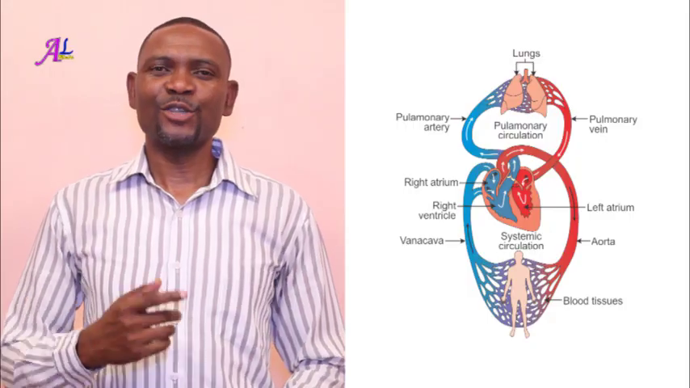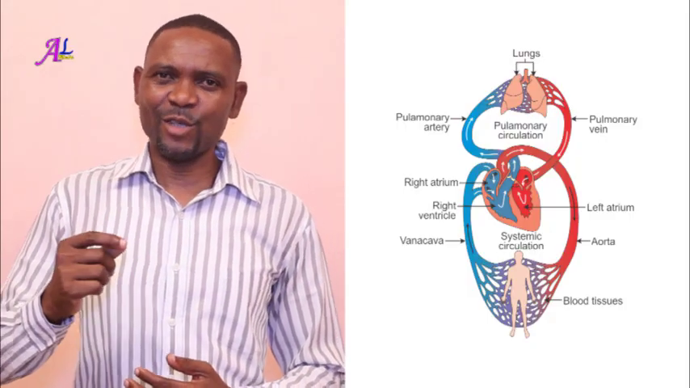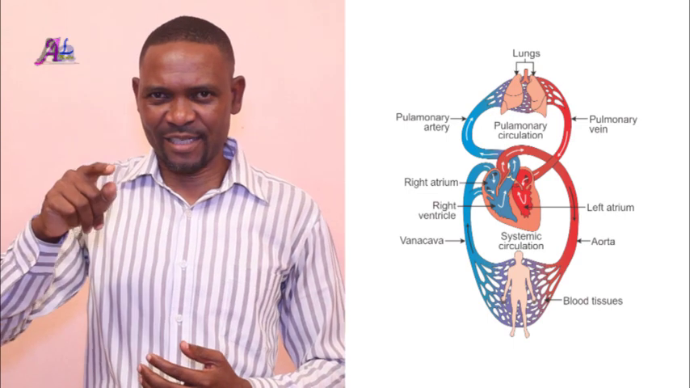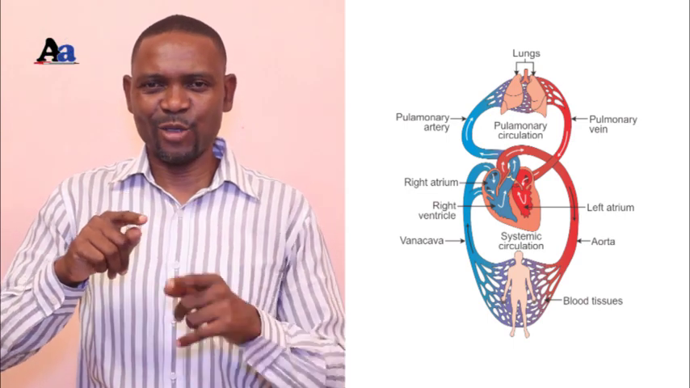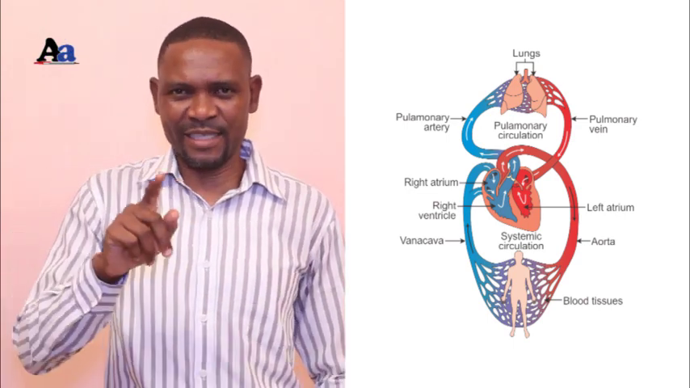The contraction of the auricles is what we call the diastole, and the contraction of the ventricles is what we call the systole. So you realize the diastole causes the pulmonary circulation, and the systole causes the systemic circulation.